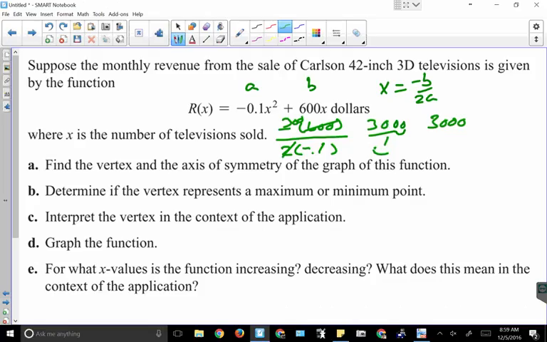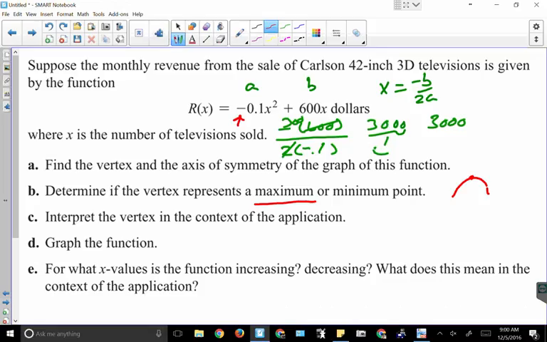So, it says determine if the vertex represents a maximum or minimum. Now we said this thing opened which way? Up or down? Down, because of this negative right here. So if it's going down, that means it's got to be a shape that looks like this, right? So that means this vertex up here has to be a maximum. Okay?